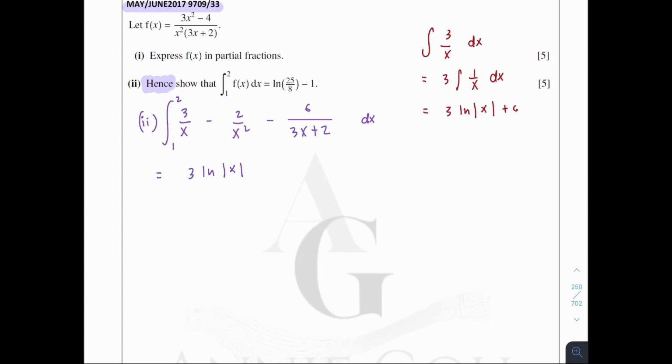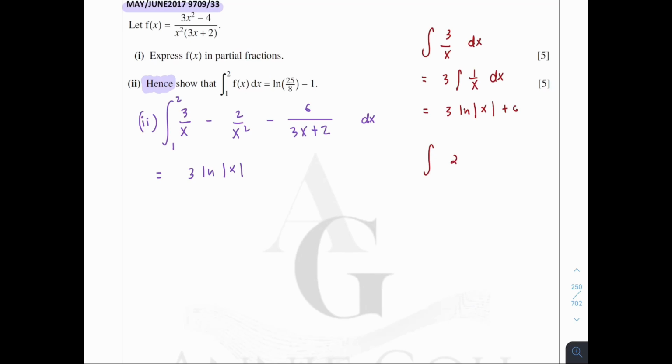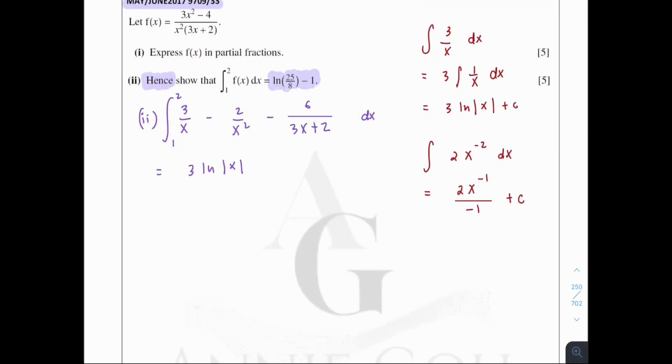As for the second term, 2 over x squared, for this one, we can actually integrate by using the AS method, because when you bring up the power, it becomes 2 times x power negative 2. If you apply the AS method, then you will get negative 2 plus 1 is negative 1, and divided by negative 1. So I'll write this answer for the second term, which is minus negative 2 over x.